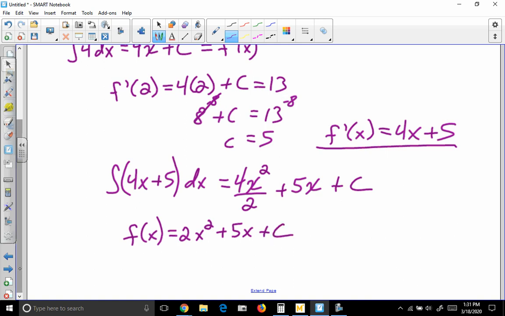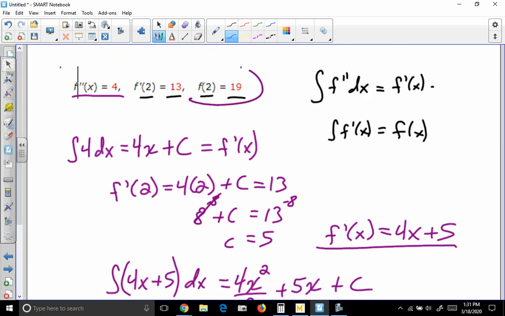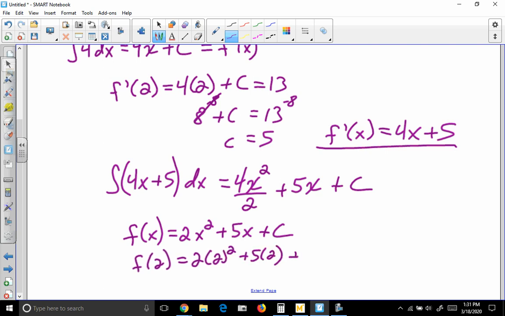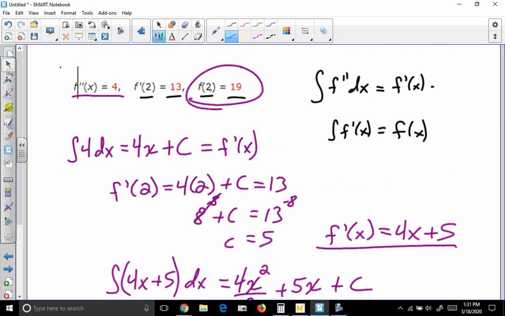And to get that c, we are given a value. When we plug a 2 into our function, plug a 2 everywhere we have an x, and as a reminder, anytime you plug into a formula, put a parenthesis around what you're plugging in. When we plug a 2 into our function, we should get 19.